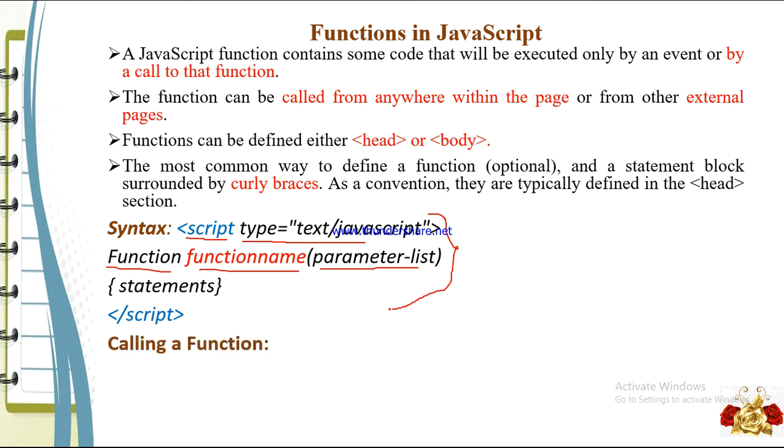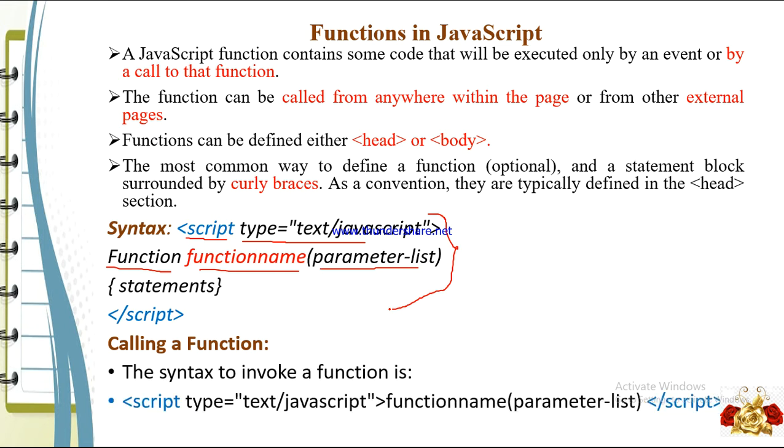Then calling a function. One example. For script, open script, then type equal to text slash JavaScript. Already you have the text. Then continue to close the JavaScript. Then the function name, that is important, function name and the parameter list. Close the script.